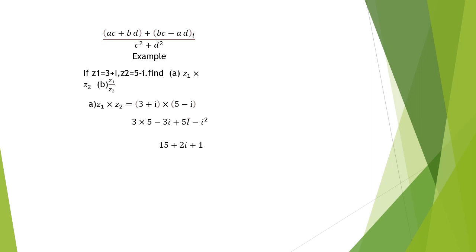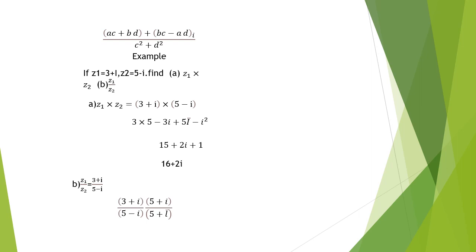And remember, where there is i squared, you put negative 1. So that gives us 15 plus 2i plus 1, and we find our final answer as 16 plus 2i. Let's look at z1 over z2. Now, z1 over z2 is equal to (3 plus i) over (5 minus i).